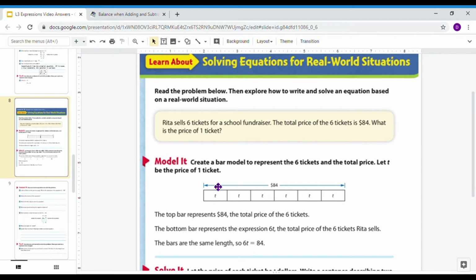So here's a bar model that we see, 1, 2, 3, 4, 5, 6 boxes all having T. And I can see up here that the total amount is $84. It says the top bar represents $84, which is the total price of 6 tickets. The bottom bar represents 6T, which is the total price of 6 tickets Rita sells. So we can see that each of these blocks are all equal to T. So these are all the same.